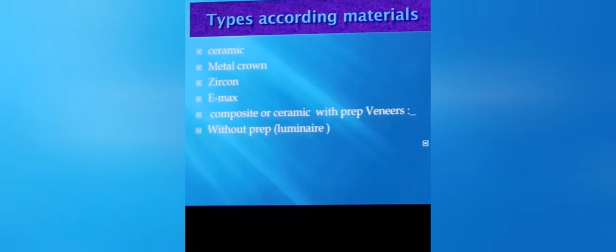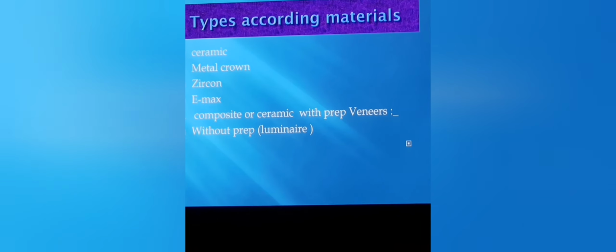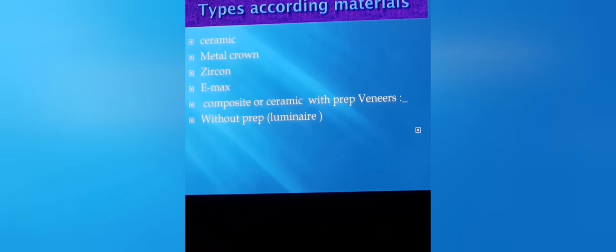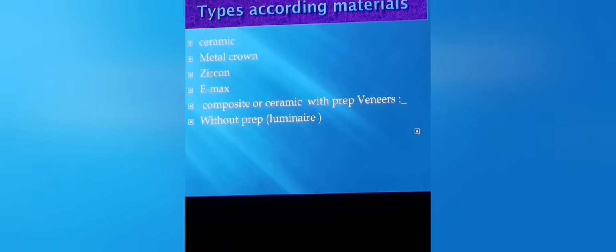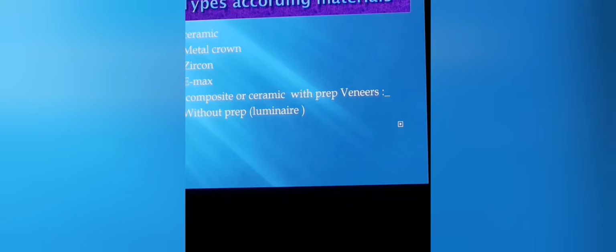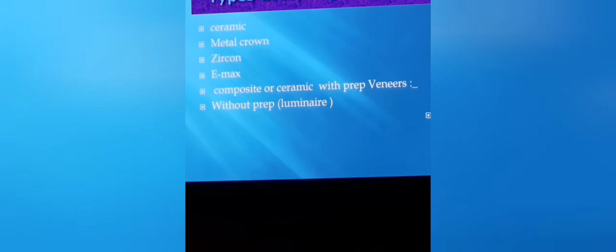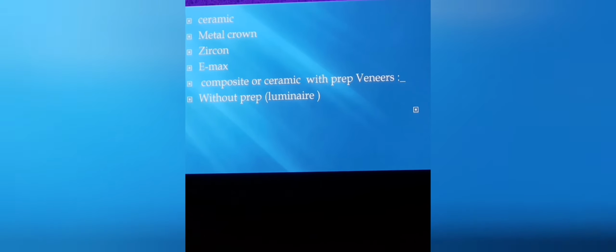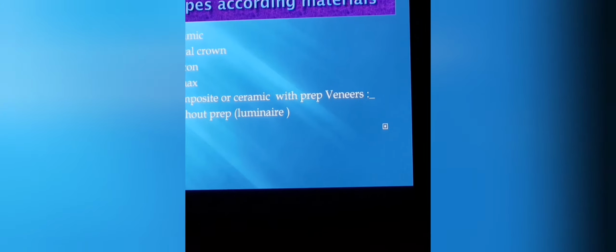The types of fixed prosthesis according to the material are ceramic, metal crown, zircon, and emax, and also the types of veneers. Veneers are one type of fixed prosthesis, but they have a few more types, like composite or ceramic veneers. Veneers also have a type based on the preparation, and the other type, called lumineers, is without preparation.